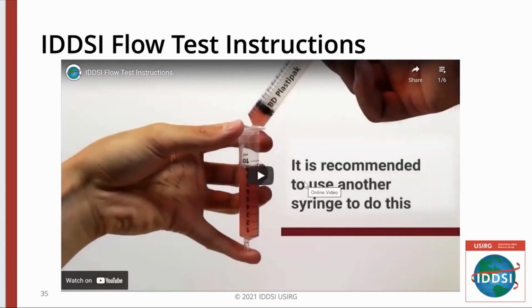Now practice the IDDSI flow test along with this video. Items needed to conduct an IDDSI flow test include 2 10 ml syringes or 1 funnel syringe and a timer.